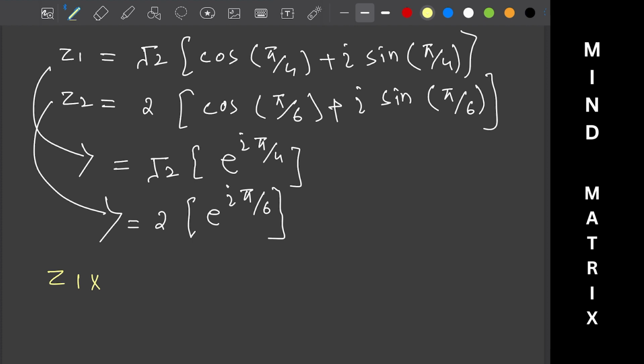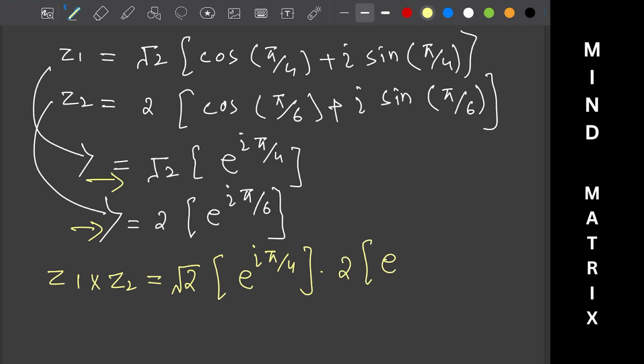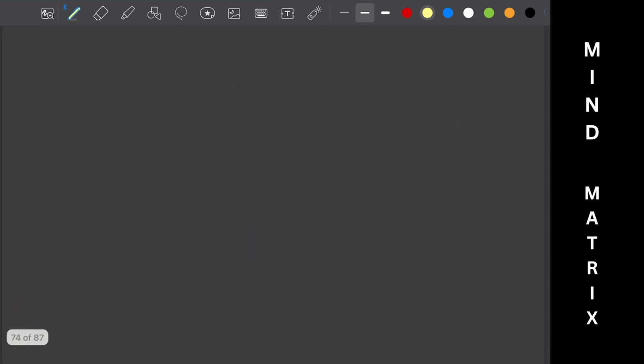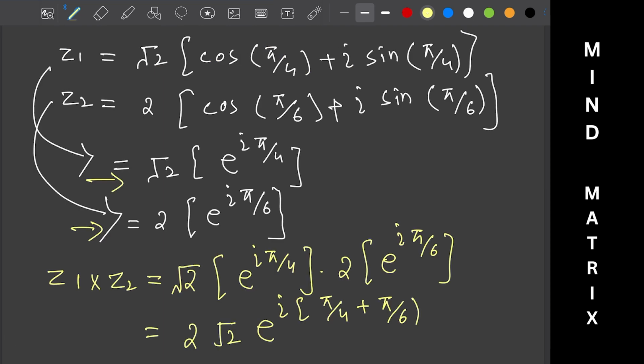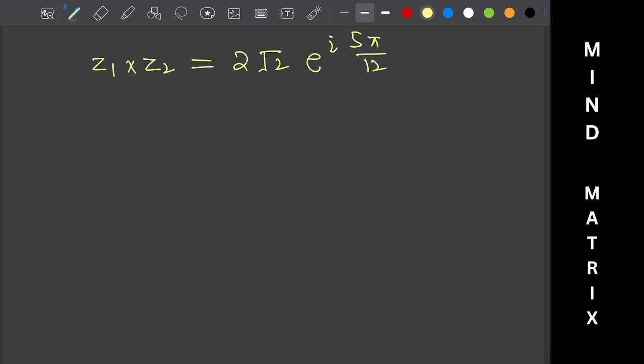Now we are going to multiply and divide these two equations. When we multiply them, z1 cross z2 equals, this is z1 and this is z2, under root 2 e to the power iota pi by 4 and 2 e to the power iota pi by 6. So we have 2 under root 2 e to the power iota. Let's add these two values, pi by 4 plus pi by 6. When we take the LCM of these two numbers, we will have 5 pi by 12.